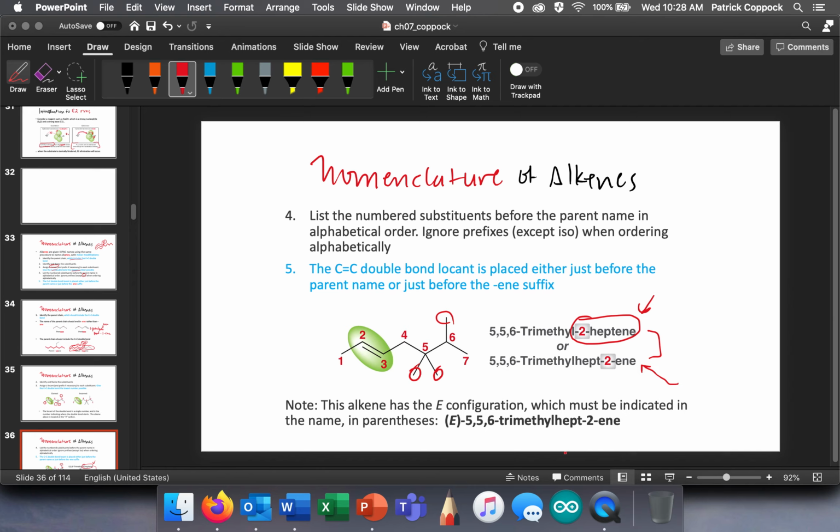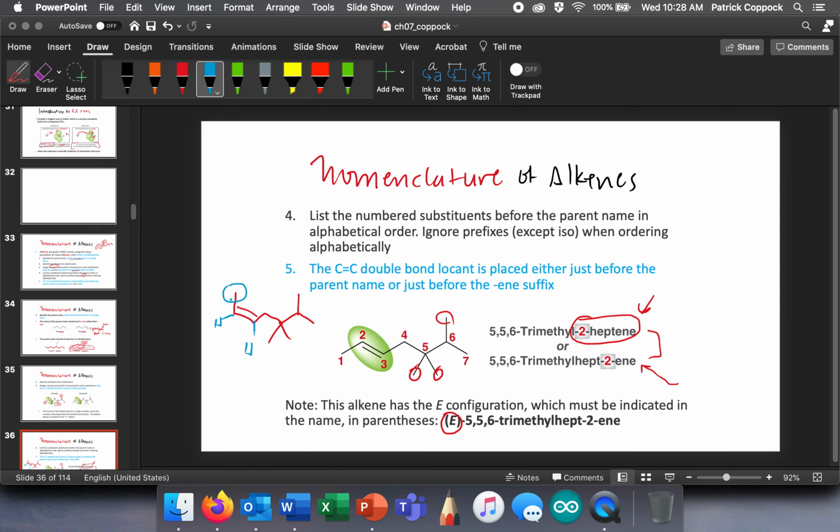Now, please note also that this structure is different. Let me draw a different structure. 1, 2, 3, 4, 5, 6, 7. That could have been like that. These are two configurational isomers. Remember that term, configurational isomers? We've done cis and trans before, and we've done E and Z before. But if this is the structure, this is a different structure where that's a hydrogen, and that's a hydrogen.